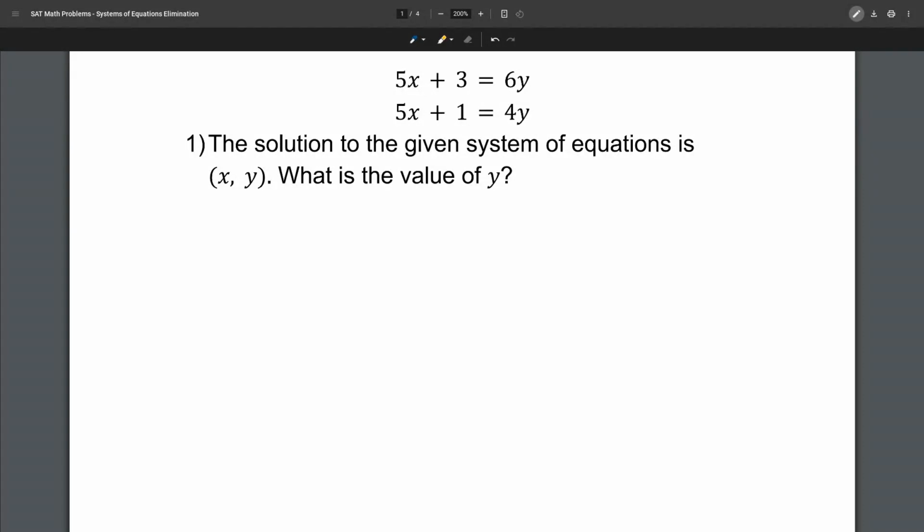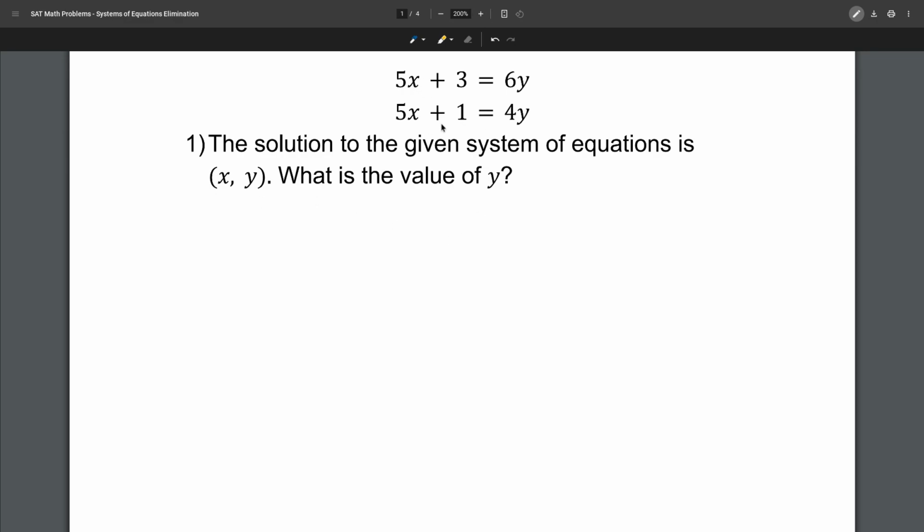In this video we're looking at some SAT style problems where we find the y value of the solution to a system of equations. So let's look at number 1. We have 5x plus 3 equals 6y and 5x plus 1 equals 4y. The problem reads, the solution to the given system of equations is (x, y). What is the value of y?